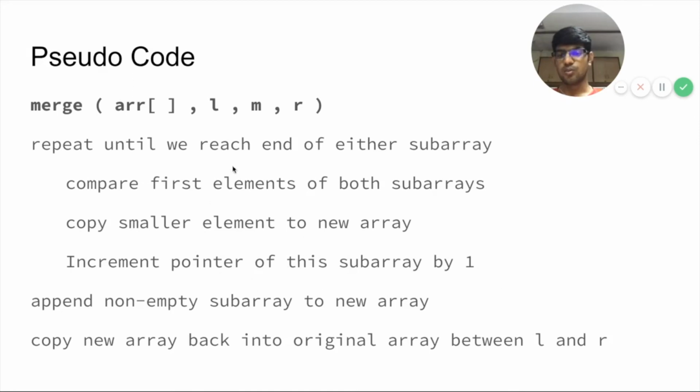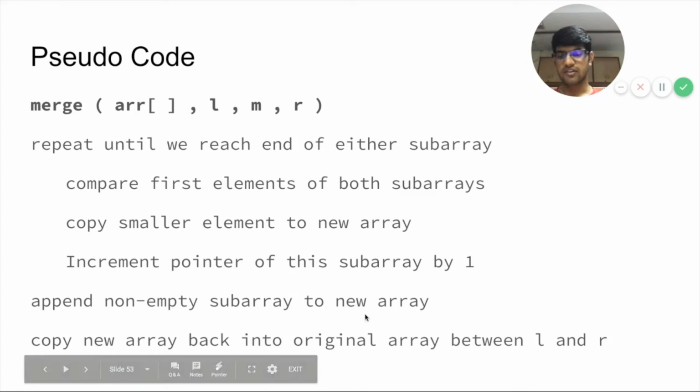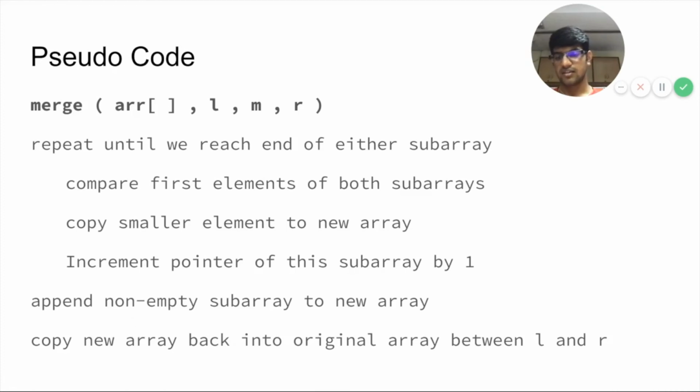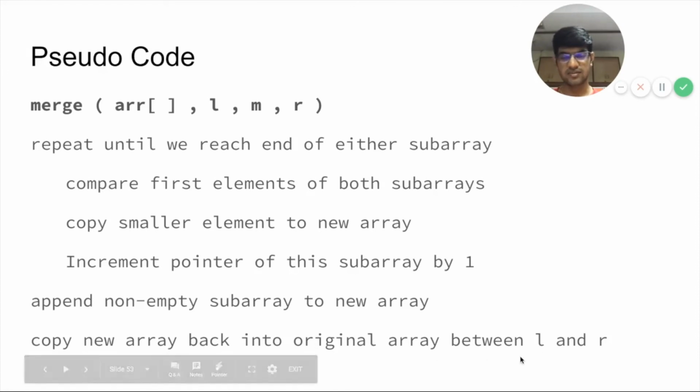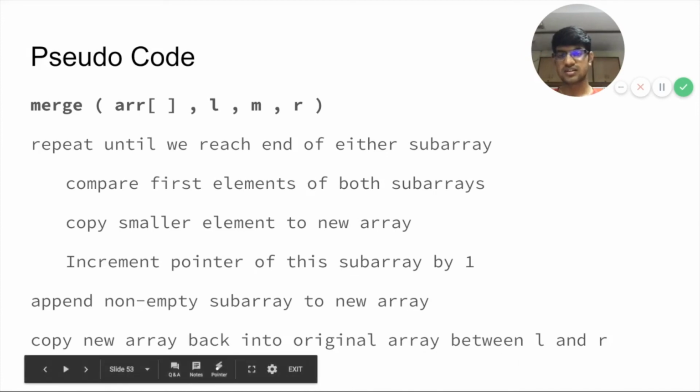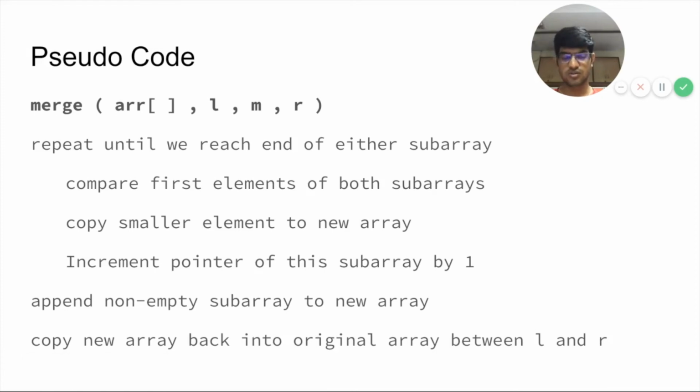We will loop around this procedure till one of the subarrays has no new elements left to be given to the new array. After this step, we will append all the elements of the non-empty subarray to the new array. Once we have done that, our new array contains all the elements between L and R in the sorted order. What is left is only to copy the array back into the original array between the indices L and R. With this, the merge procedure is complete, and using the merge procedure, the pseudocode of merge sort is also complete.